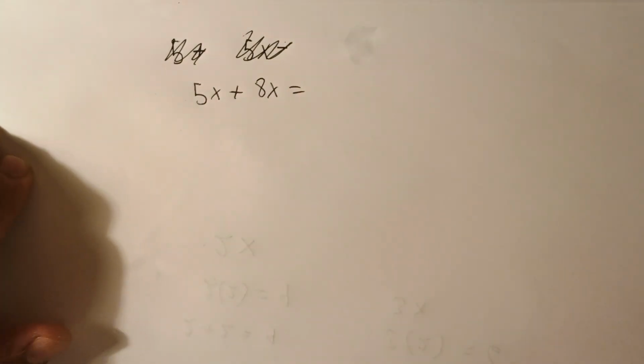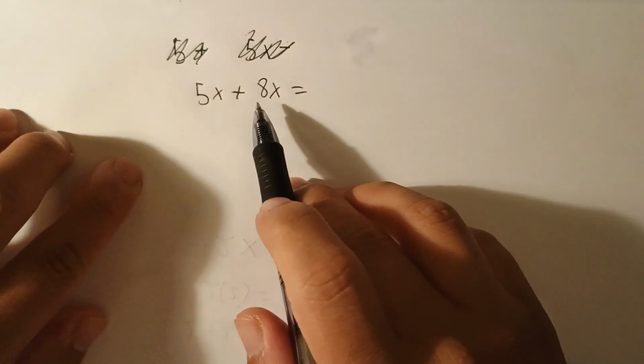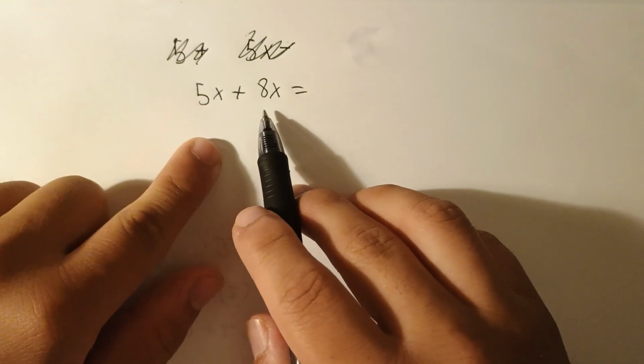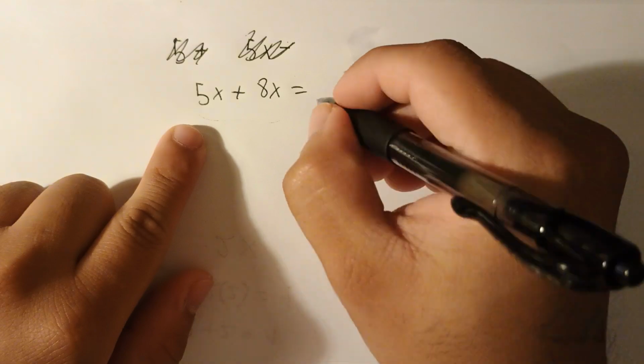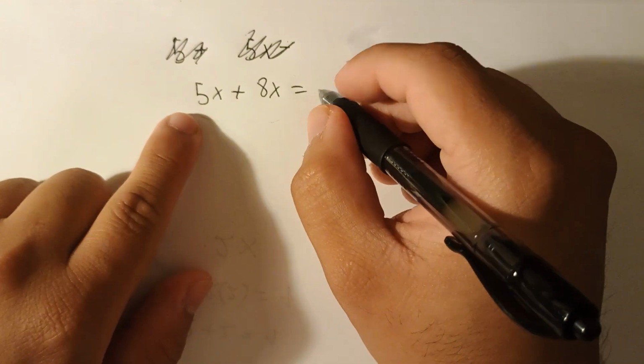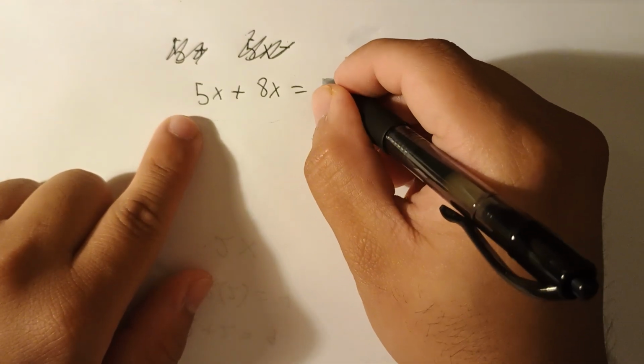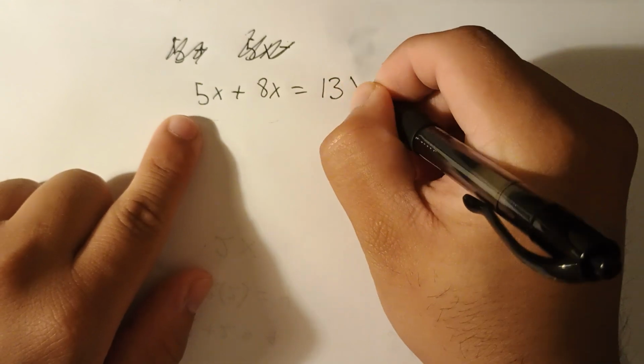Yeah, something like this. All we're doing is adding the numbers. So it'd be 5 plus 8, right? So that would be what? It would be 13. And then we just write x.